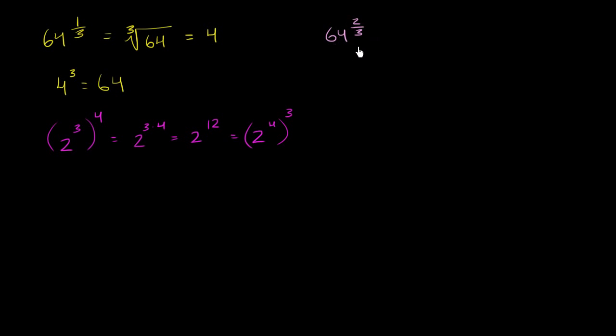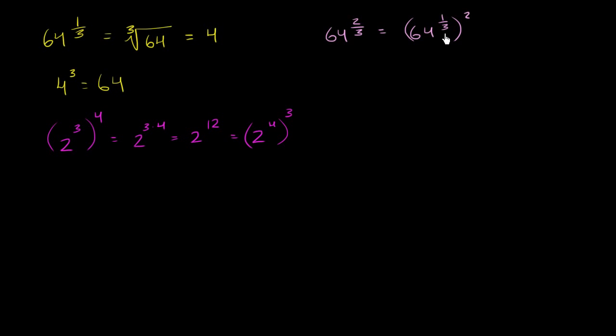So we could use that property here to say, well, look, 2/3 is the same thing as 1/3 times 2. So we could go in the other direction. We could say this is going to be the same thing as 64 to the 1/3 power, and then that thing squared. Notice, I'm raising something to a power and then raising that to a power. If I were to multiply these two exponents, I would get 64 to the 2/3 power.